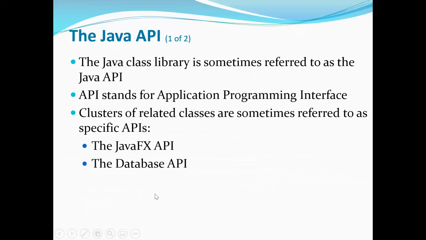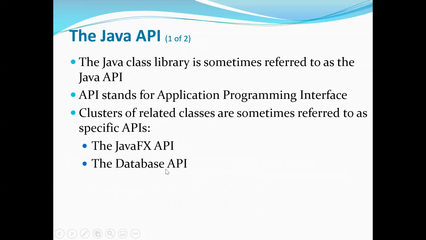And normally we use the term package. So the Java class library is sometimes referred to as a Java API, again, Java application program interface. And we have a cluster of related classes, which are sometimes referred to as a specific API. So for example, we can say JavaFX API. Normally JavaFX API consists of a lot of classes that we can use to develop Java window programs, graphical user interface programs, more or less like a real world Windows program.